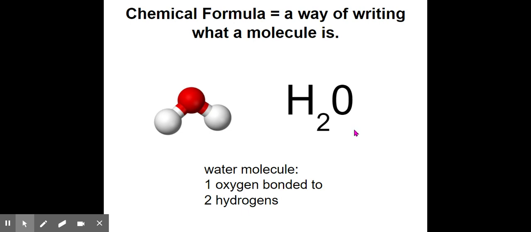We don't put a 1 there just because we don't need to. There's only one of them. Okay? Just like in math, you don't write 1x. You just write x.